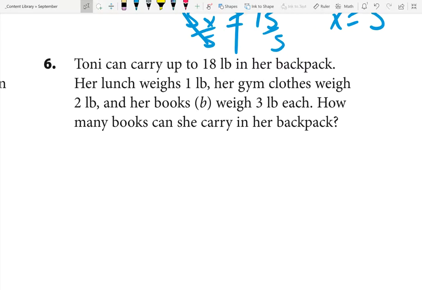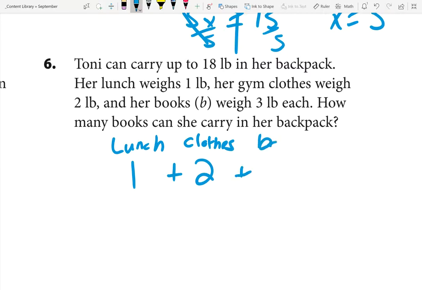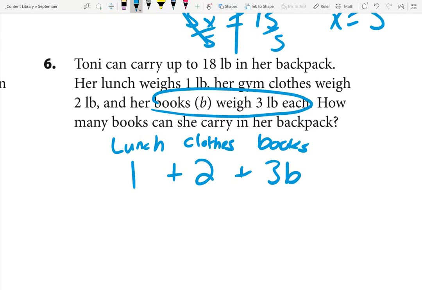So let's talk about what she has to add up. What's in her backpack that adds up the weight? Well, we have 1 pound, right? This is from her lunch. Her lunch weighs 1 pound. Then we have to count the clothes, right? Her gym clothes weigh 2 pounds. So between the lunch and the clothes, that's already going to be 3 pounds, right? But we'll combine those in a second. Additionally, we have to add the weight of the books. Now, we don't know how many books she's carrying, but we know that they weigh 3 pounds each. So it's going to be 3 pounds per book. Now, this has to be less than or equal to 18 pounds altogether. So this is everything in her backpack, and it has to be less than or equal to the total 18 pounds.